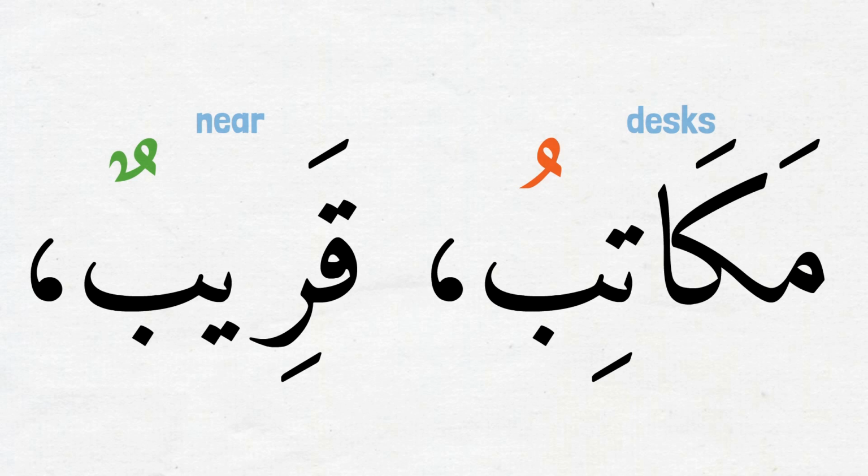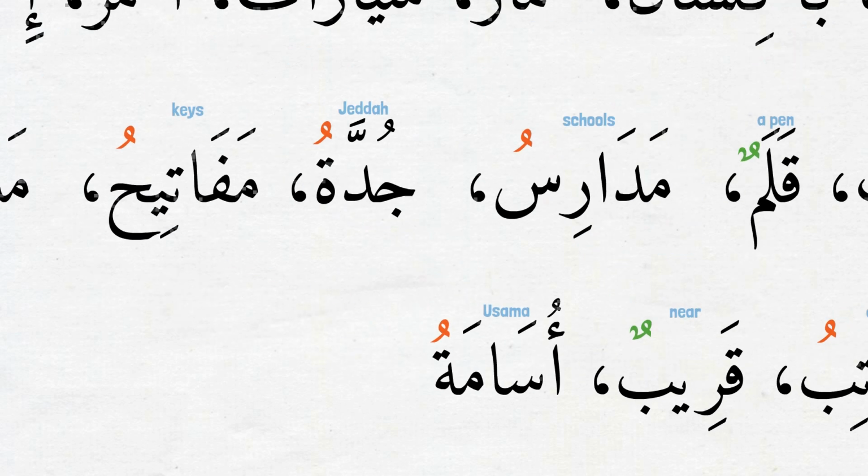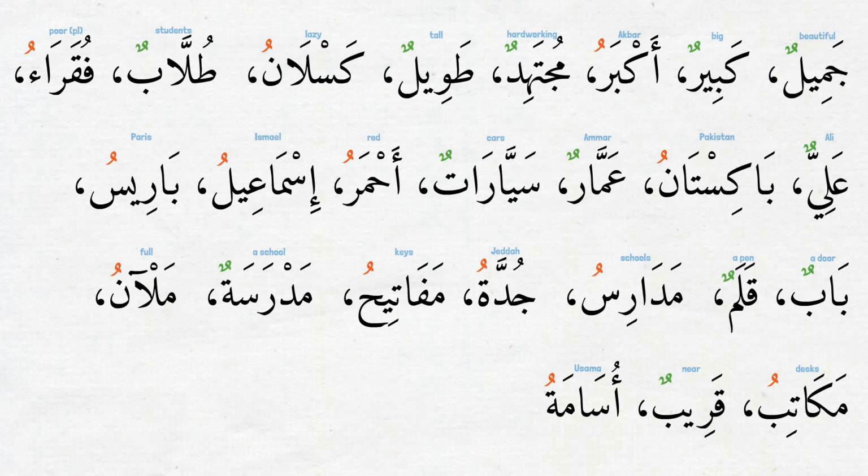قريب, a triptote. أسامة. It is a diptote because it is a مذكر name ending with تا مربوطة. It belongs to group number 2 in the list.